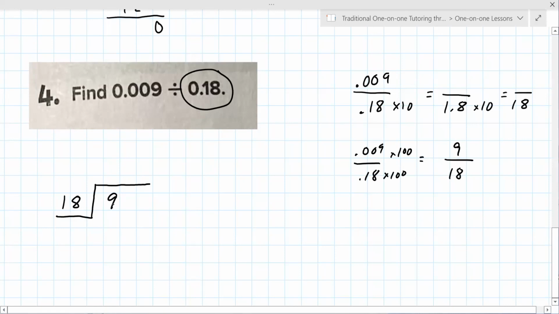Okay, does 18 go into 9? No, it doesn't. It goes in 0 times. Okay, so what do we do? Well, it's actually 9.0 here. And then you ask yourself, how many times does 18 go into 90?